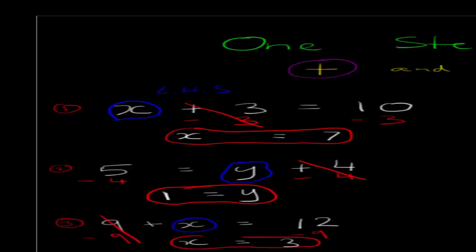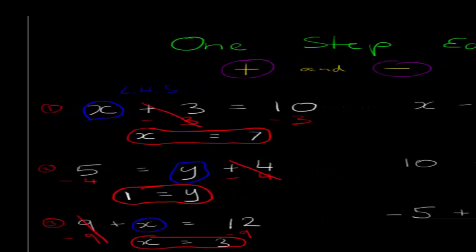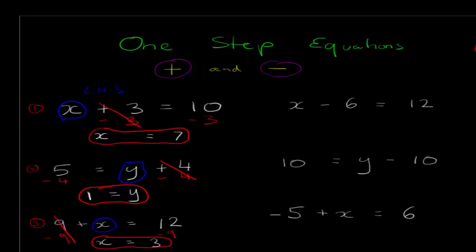And those are all the examples for how to do it when we're talking about addition, and subtraction is actually the same way. So let's have a look at the examples over here. x minus 6 equals 12. Now remember, we start with a negative number, and that's what we have. We have negative 6 on the left hand side.